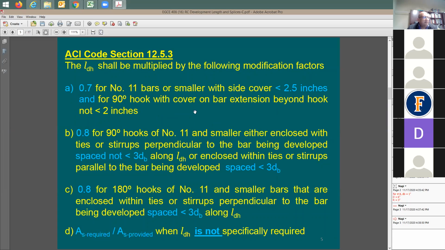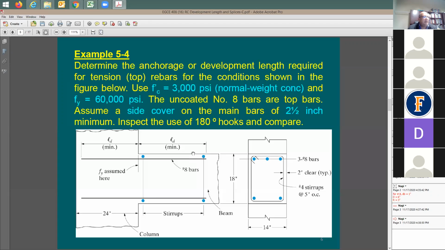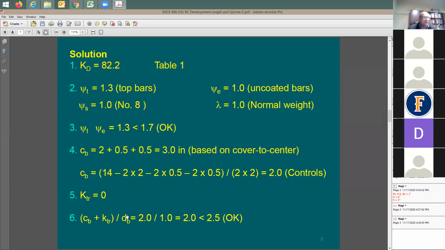We have some factors here, and once I need them, I'm going to come back to them. Now, this slide is for the straight development length. So I have psi sub T, psi sub E, check the factor 1.7. If you have top rebars, it's going to be 1.3. Psi sub S is for the rebar size, normal weight concrete, uncoated. And then you have CB to the side and to the top, right? It's based on the spacing and on the top cover. We went through this already. And then you do another check for CB plus KTR, which is usually equal to 0, right? And then you have a maximum of 2.5.